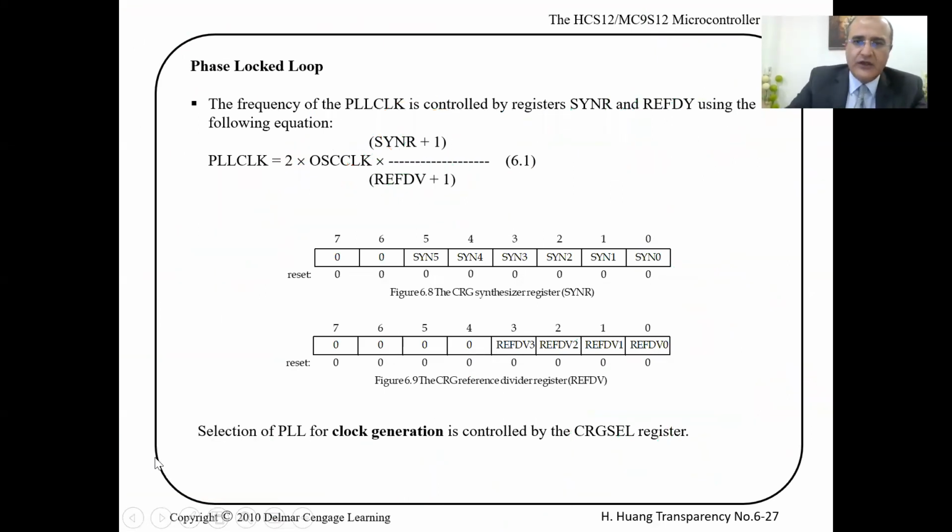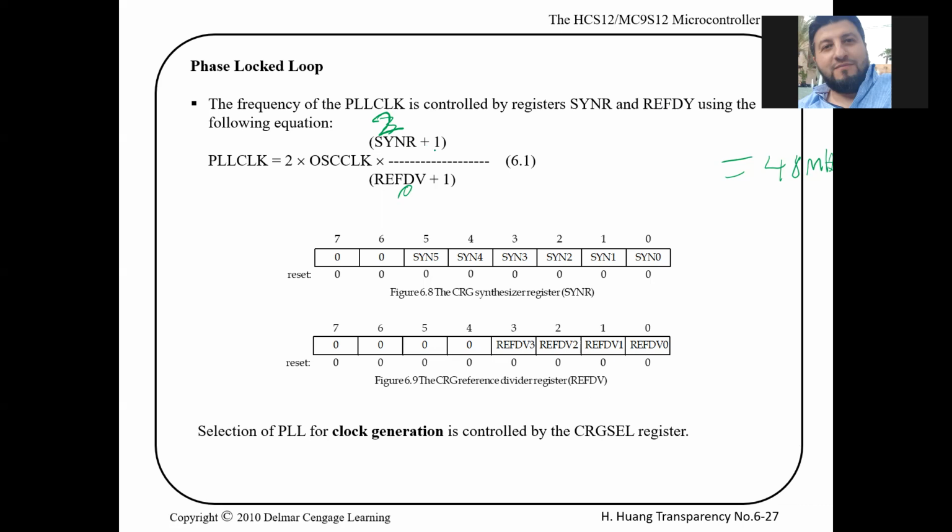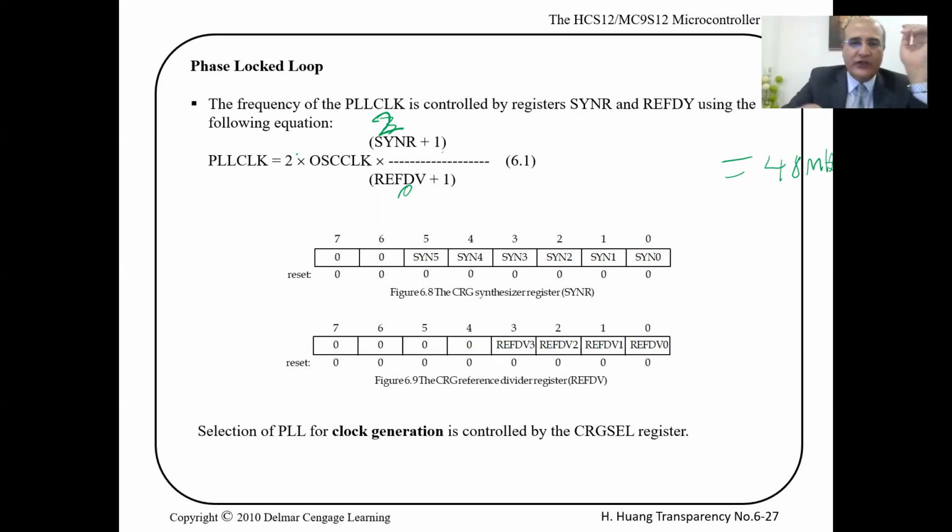Final values. To get the 48 megahertz, which is the maximum, I have to multiply by 6. So this is a 2 plus 1, 3, and this is 0. Okay. 48 is 8 multiplied by 6, right? Yes, 2 plus 1 is 3, times 2 is 6. Yes. So we need to do the SYNR.